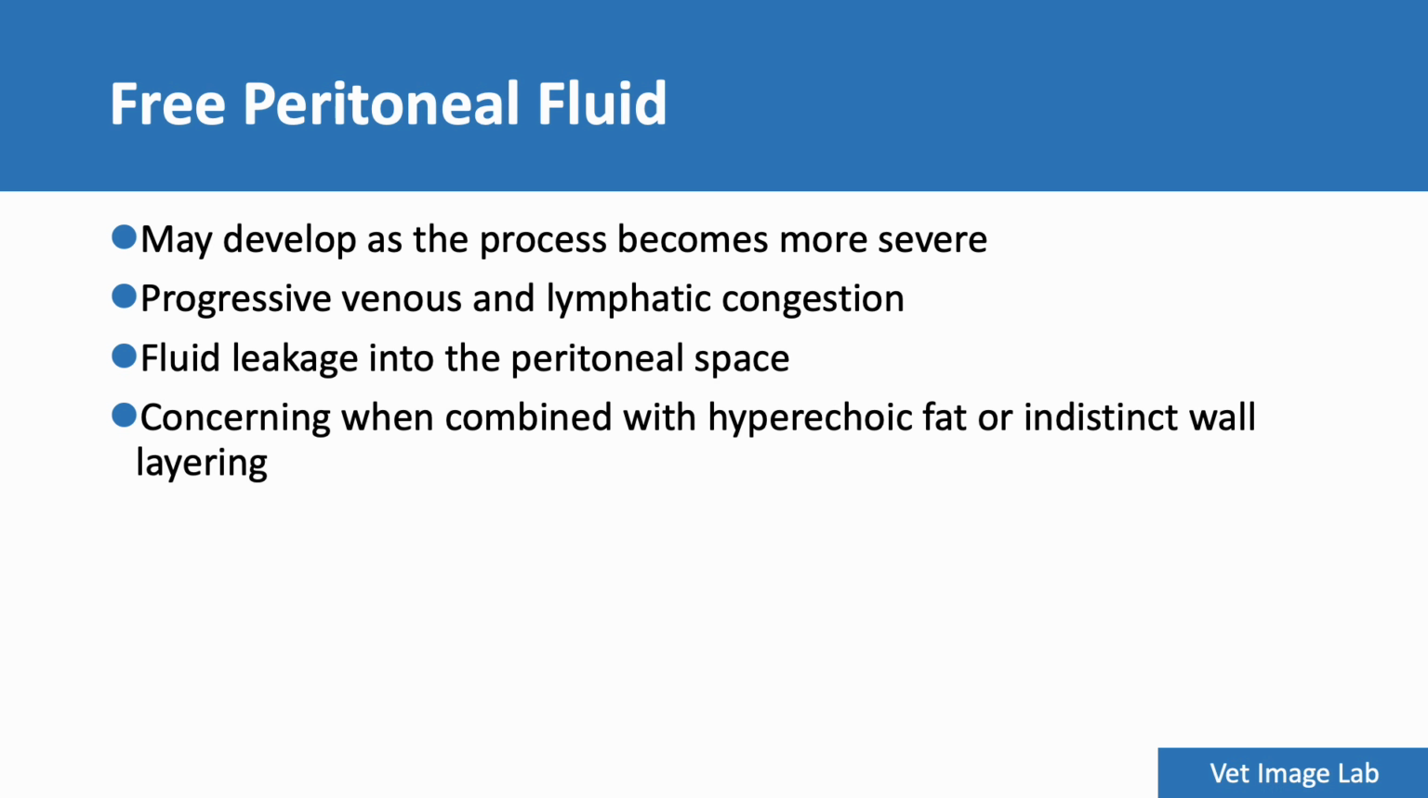With progressive venous and lymphatic congestion, edema and inflammation of the bowel wall and mesentery can worsen, allowing fluid to leak into the surrounding peritoneal space. So, when free fluid is seen together with hyperechoic mesenteric fat or indistinct wall layering, we should be more concerned about significant bowel compromise.